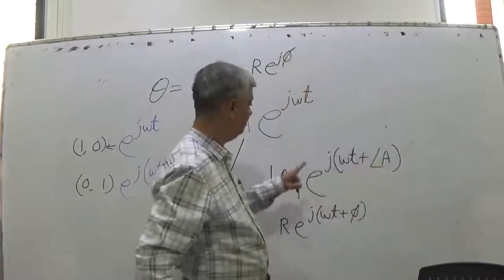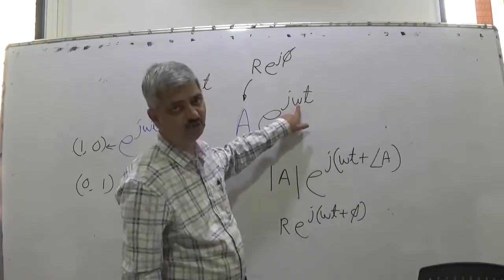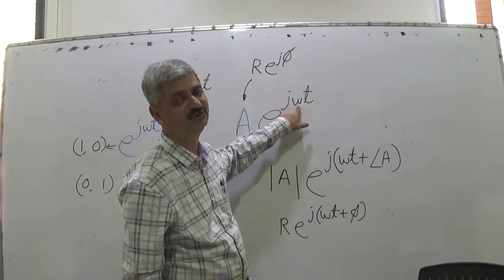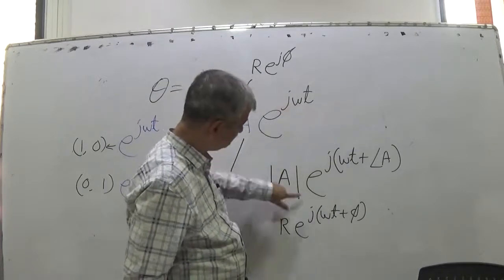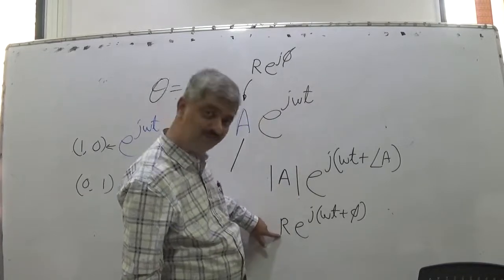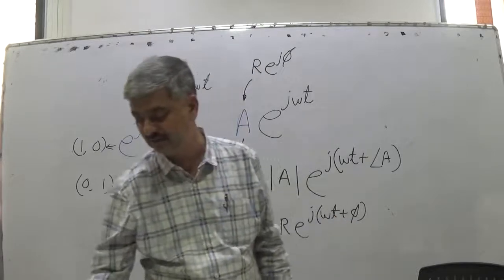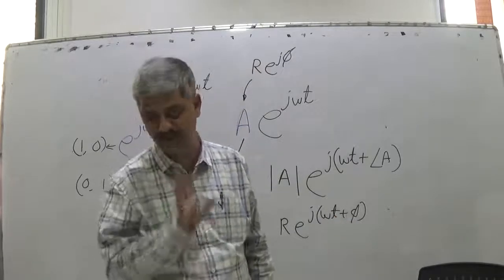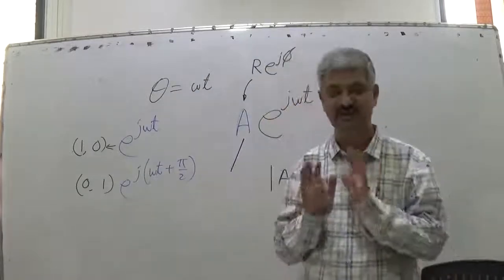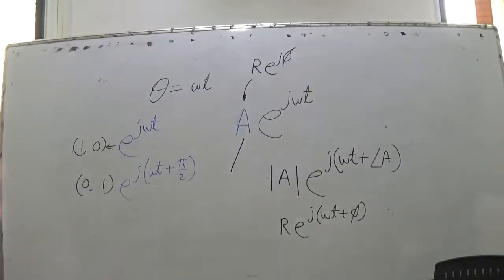So e raised to j omega t represents anti-clockwise with value omega. If omega is positive, anti-clockwise. If omega is negative, it is clockwise on some circle of given radius and starting from angle phi. So at t equal to 0, angle is phi. So it is a starting point. So I think I tried my level best to explain the concept of complex exponential to you. In the immediate next part, we will elaborate on further things.